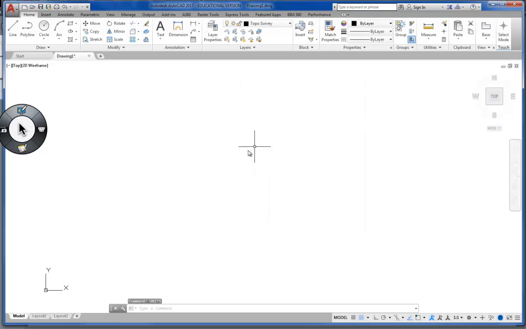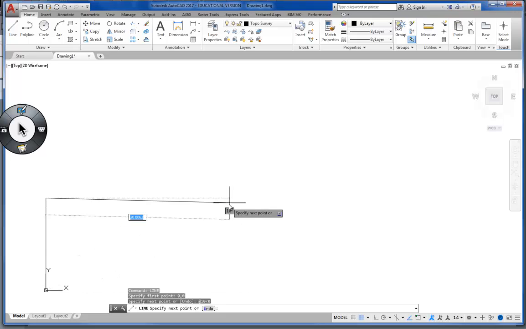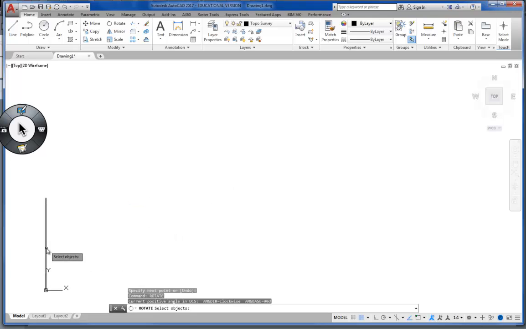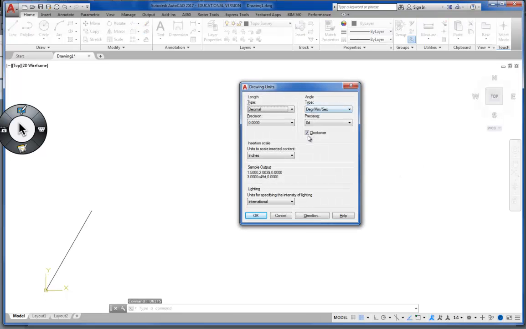And say okay. Now if I draw a line from 0,0 at 10 at an angle of 0, I go straight up. And when I rotate that from this point 30 degrees, it rotated the correct direction. So I got my directionality of north set at 0, and I'm rotating clockwise. And both of those were found by typing in the word units and changing your angle type.